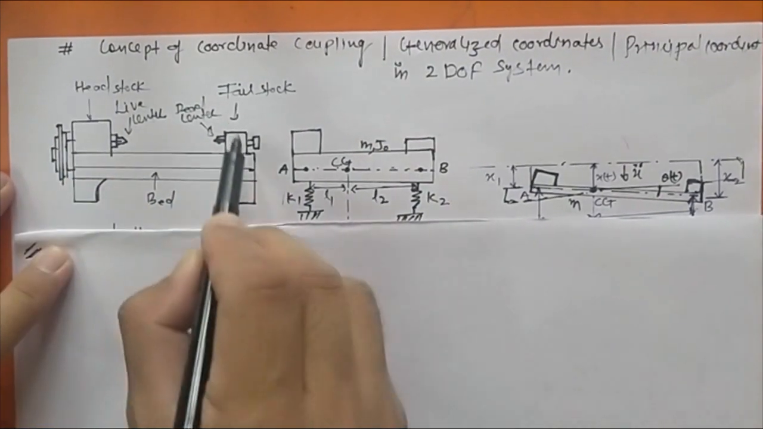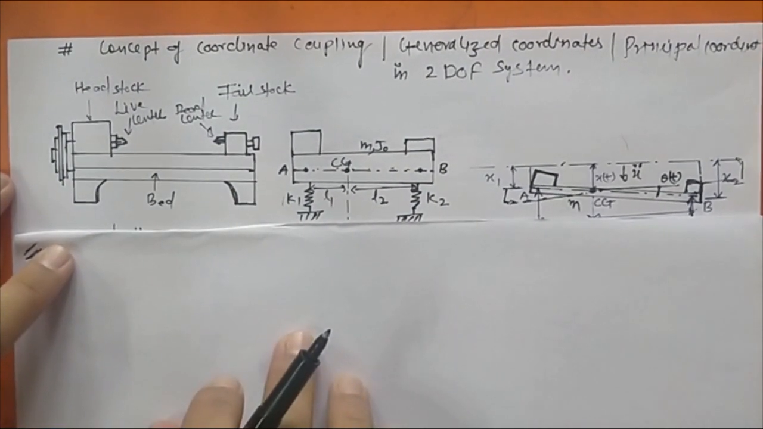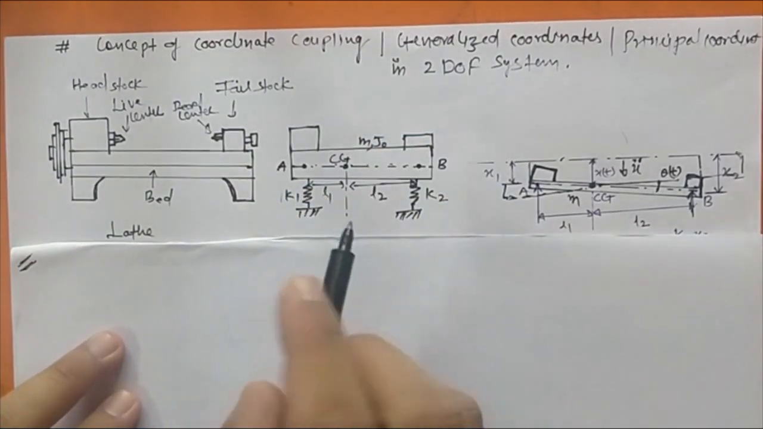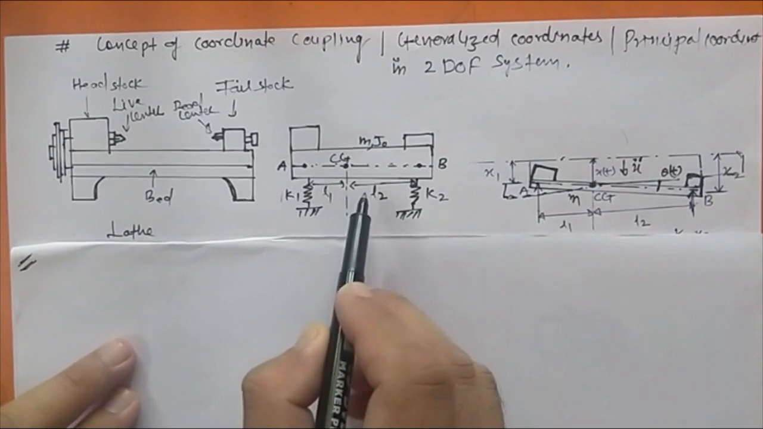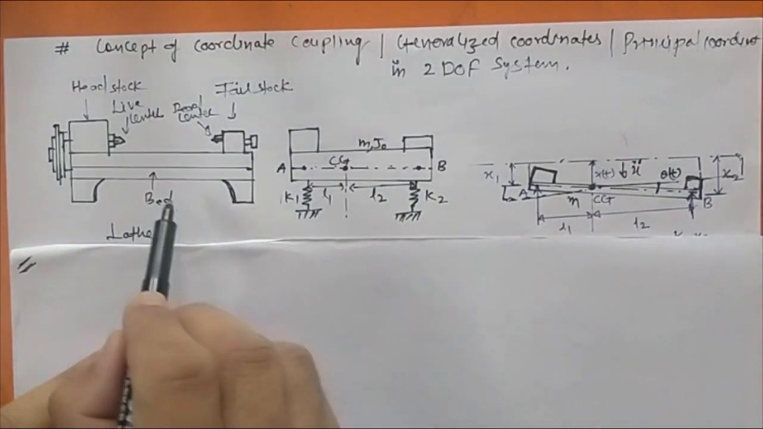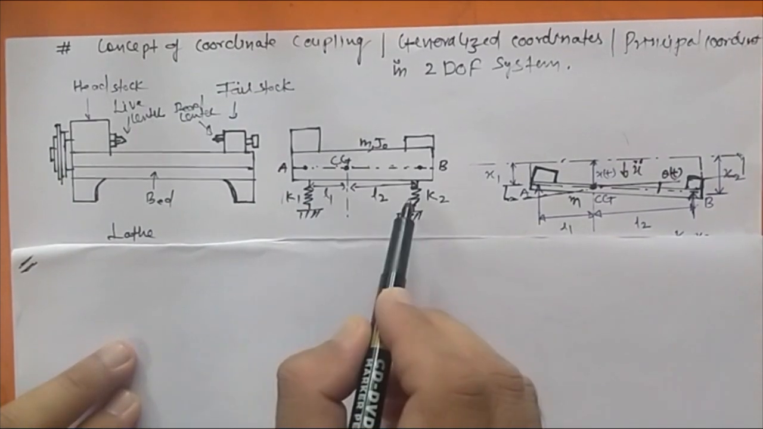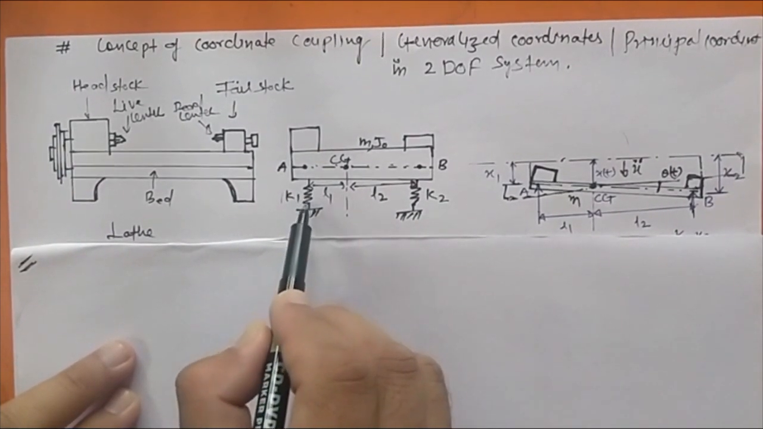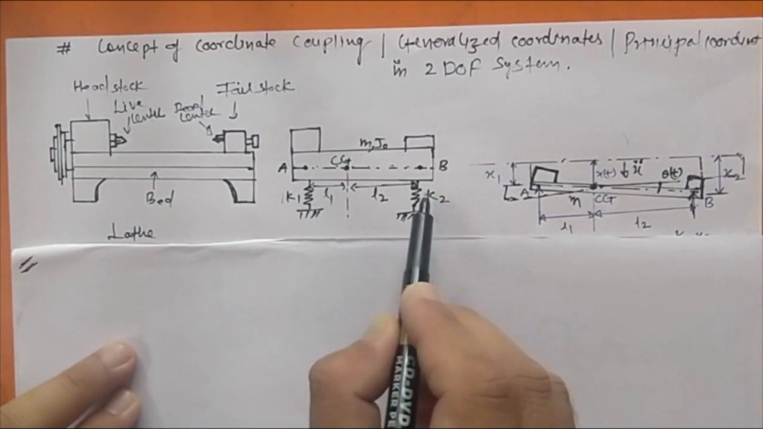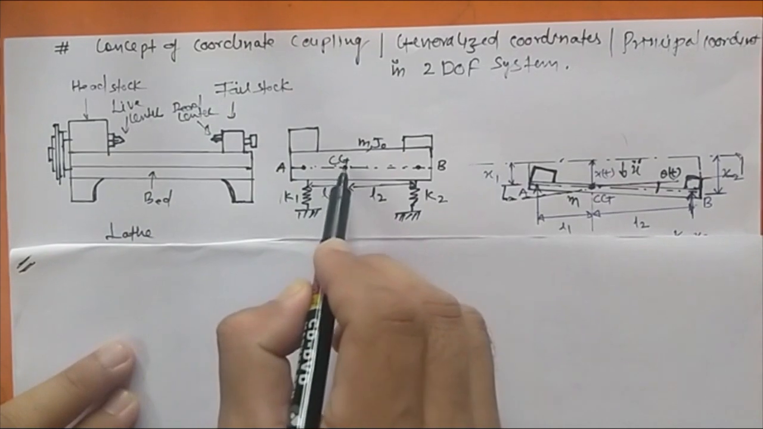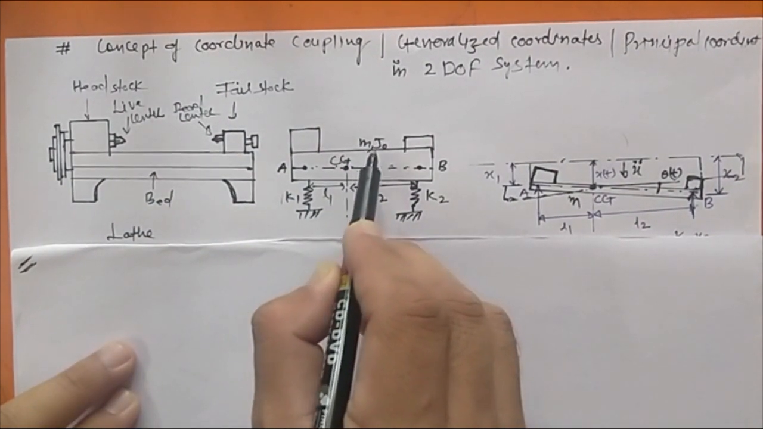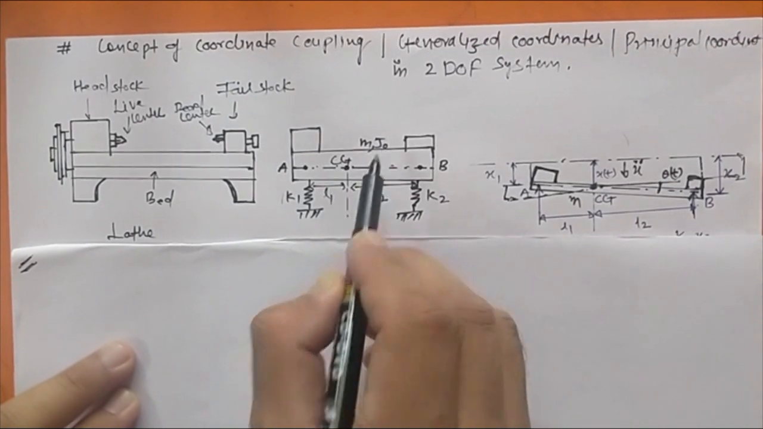So this is the physical model of the lathe machine, and in vibration analysis, first of all the physical model needs to be converted into a mathematical model. So this is the mathematical model of this lathe machine. The whole stiffness of its bed is lumped into 2 springs. The first one has stiffness K1 and the second spring has stiffness K2, and its center of gravity point is this one, and the whole mass is m, and its mass moment of inertia about its CG is J0.